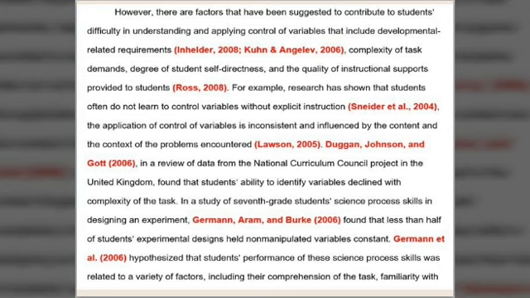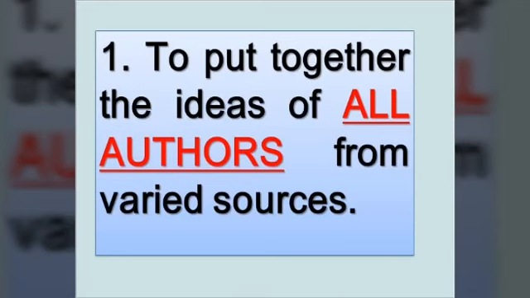Now, what have you noticed in the highlighted words? Like in Helder 2008, Kuhn and Angelieva 2006, Ross 2008, Snyder et al. 2004, Lawson 2005, Dugan, Johnson and Gott 2006, German, Aram and Burke 2006, German et al. 2006. These are the names of the authors, right? One of the main goals of writing synthesis is to put together the ideas of all authors from varied sources, just like what we have in our example.